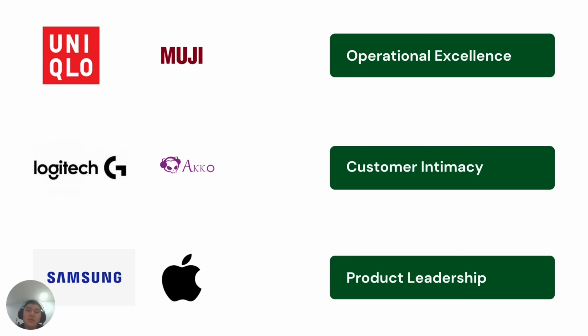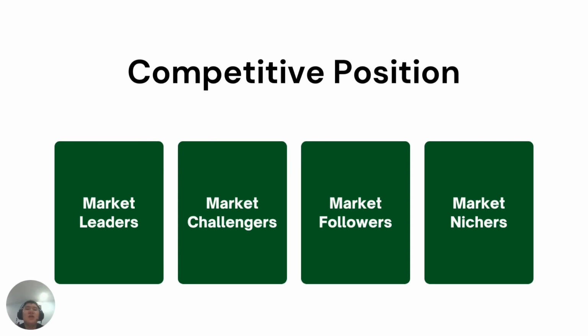Unlike the ones mentioned before, a company can pursue more than one value discipline at the same time and still have success. However, most companies will try to excel at one and just meet the standards for the other two. Now we come to competitive positions. Based on a company's objectives and resources, they will have a different target market. The difference of companies will make the market occupied with competitors trying to win over one another. There are four roles in the target market.